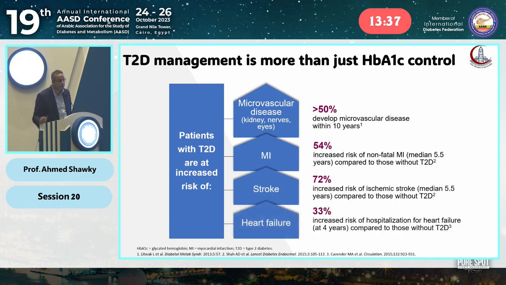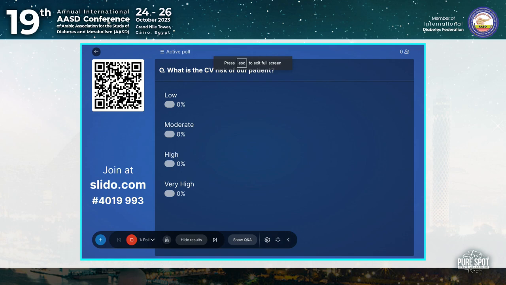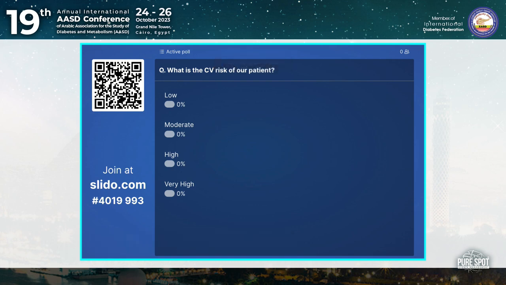So I remind you of our patient, a 53-year-old female, type 2 diabetic for 12 years. And this is our first question. What do you think her cardiovascular risk is? Is she low, moderate, high, or very high? You can scan the QR code and vote, please. I would like to understand how we are thinking as a whole. This is really important.